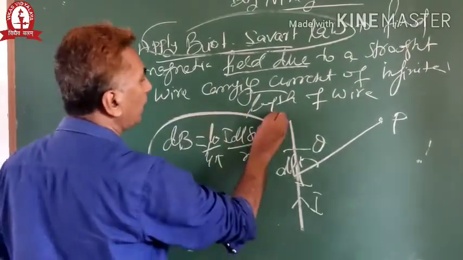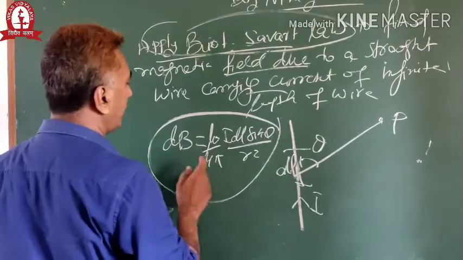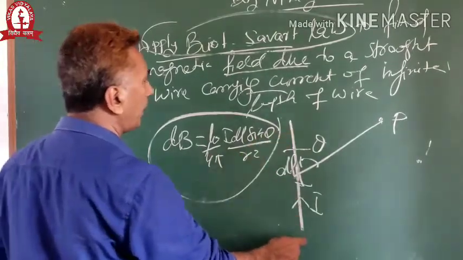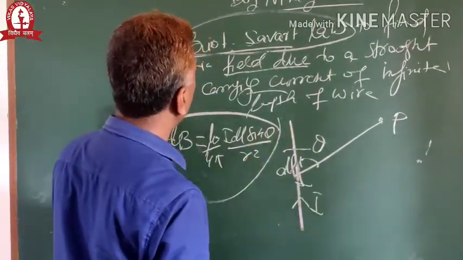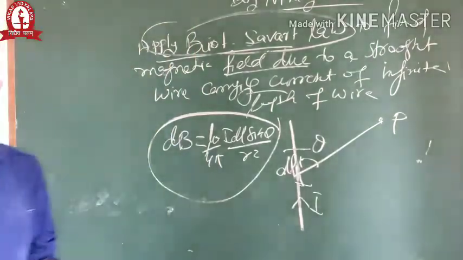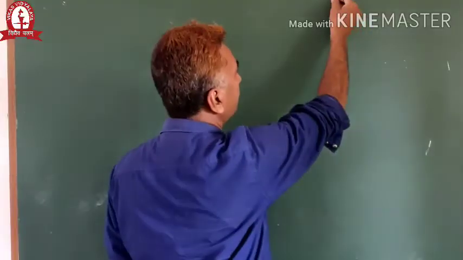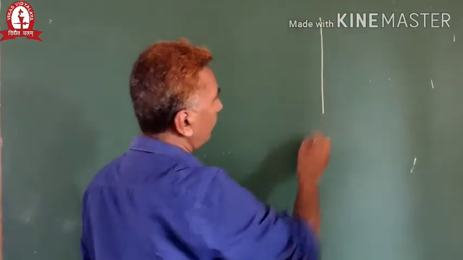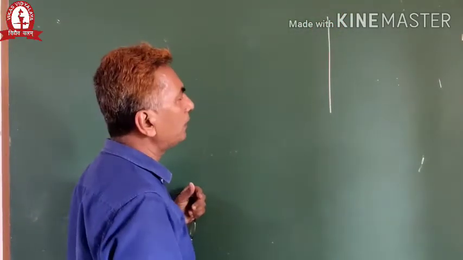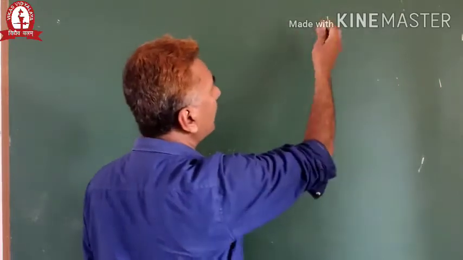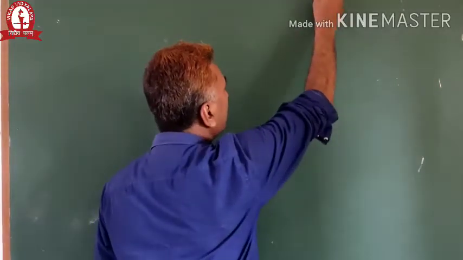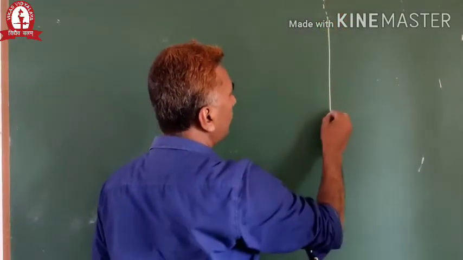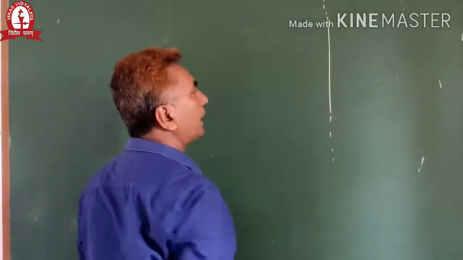Applying this formula, I will calculate the magnetic field due to a straight wire. Okay, so please just note down this. Consider a wire. We are considering a wire because in the wire it is given of infinite length. Infinite can be indicated like this. That means the length of the wire is of infinite length.